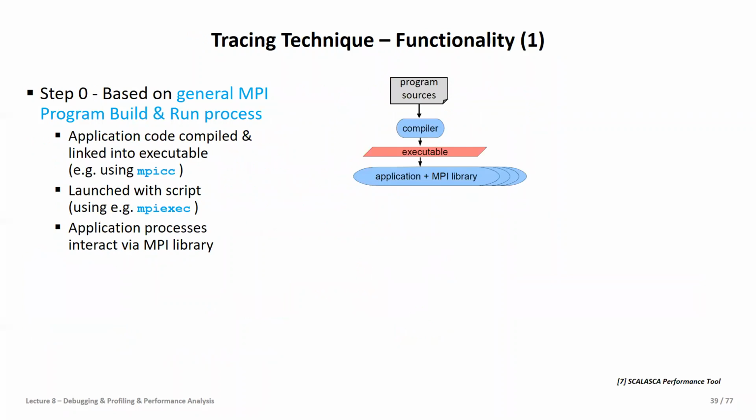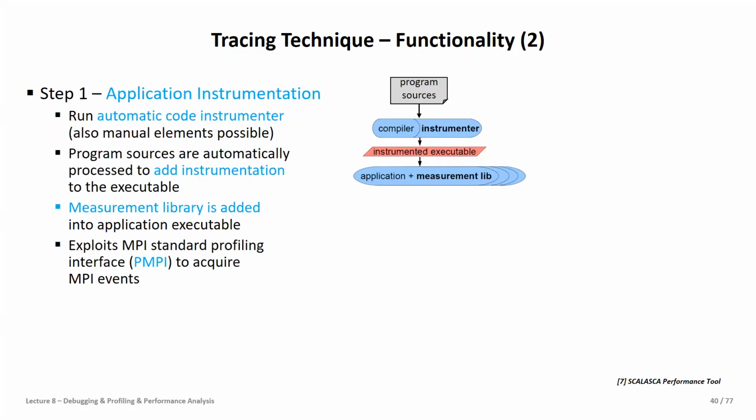A tracing technique, to really understand it from the functionality, you would have your normal program source code in MPI and C maybe, and you have your compiler, which then gets you an executable. That is your typical application plus the MPI library you use for different MPI communication exchanges. So this would be kind of step 0. Of course, you would always start with your own program.